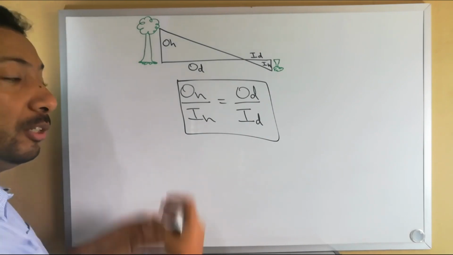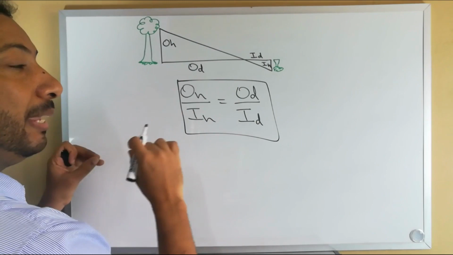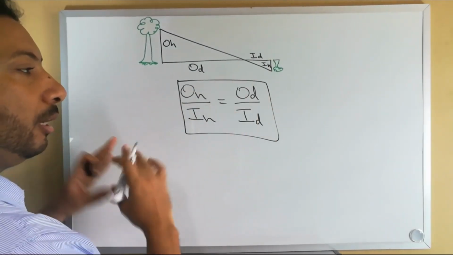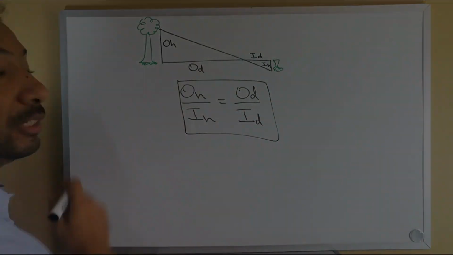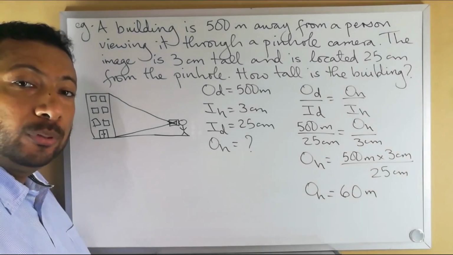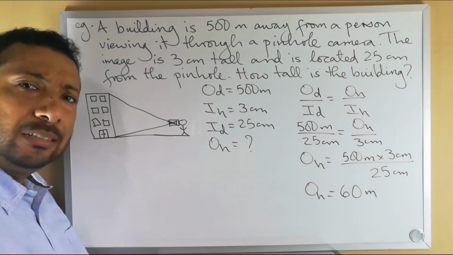Think about it this way. You're just taking one triangle and scaling it up. You're not making it stretch out in one way or the other. It is the same proportions. So it's the same ratio. So now let's do an example using the pinhole camera formula to calculate an actual height of a building.